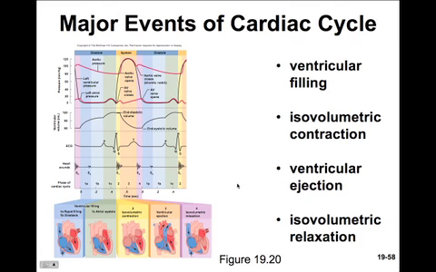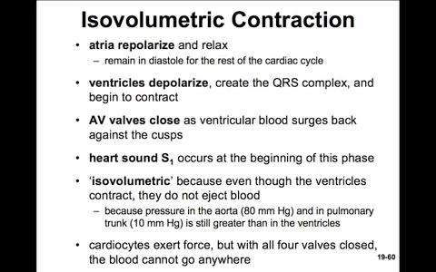In the phase of isovolumetric contraction, we'll see the atria repolarize and relax. They'll remain in diastole for the rest of the cardiac cycle. The ventricles, however, are going to depolarize and create the QRS complex as they begin to contract. This causes the AV valve to close as the ventricular blood gets pushed back against the cusps. This is where we hear the heart sound S1.